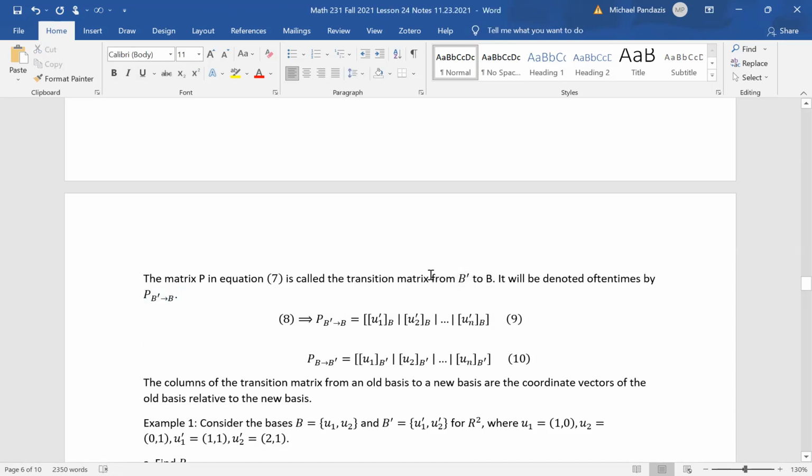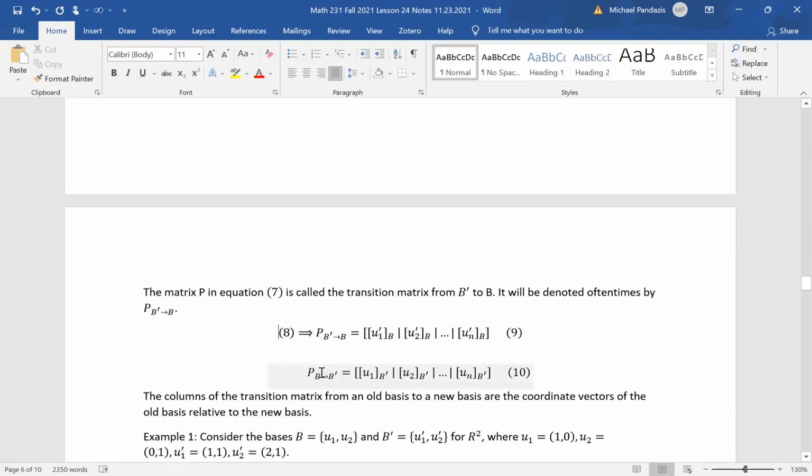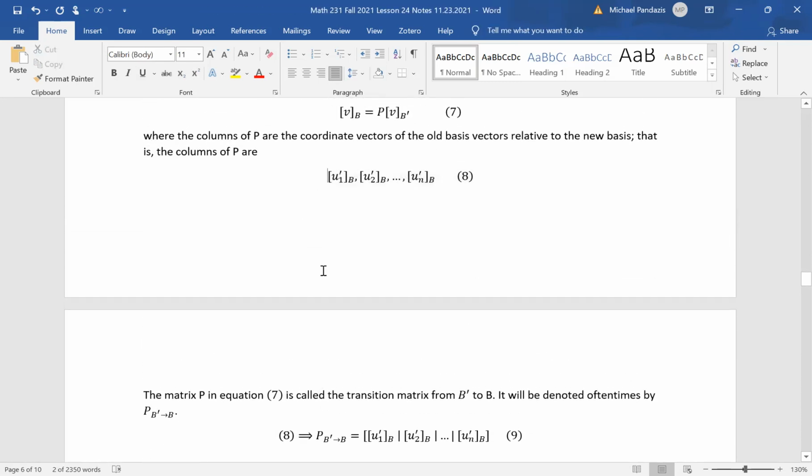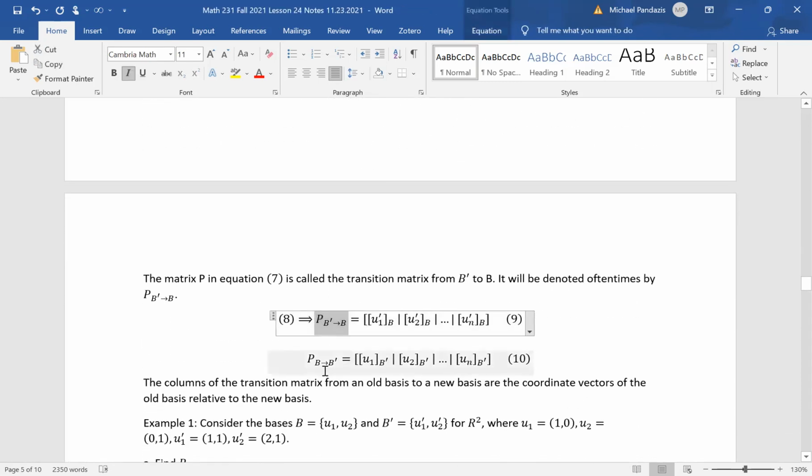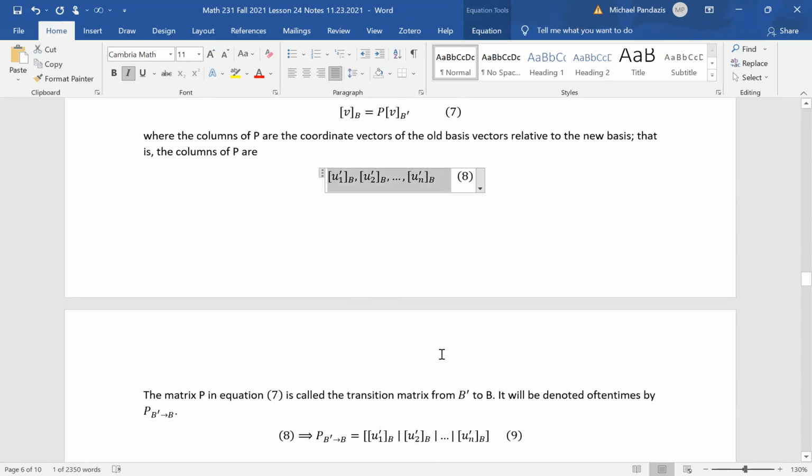If you want a transition matrix from B to B prime, the notation would have B arrow B prime down there. So this implies that the transition matrix from B prime to B is equal to this matrix, where, instead of saying these are the columns, I'm putting them as columns.